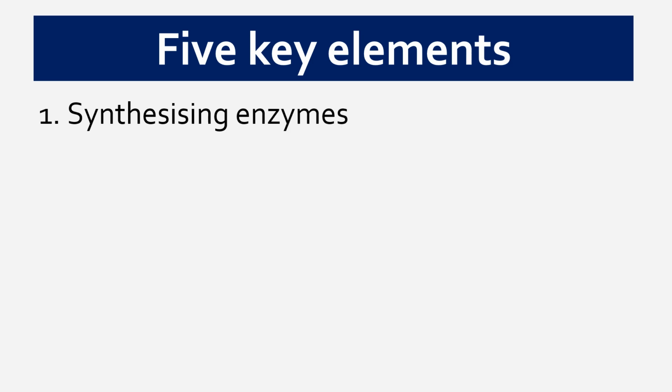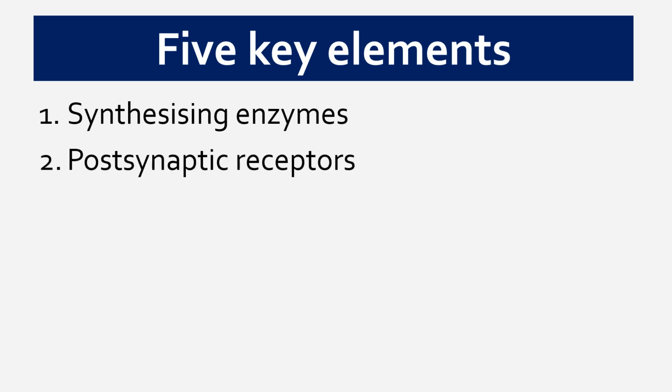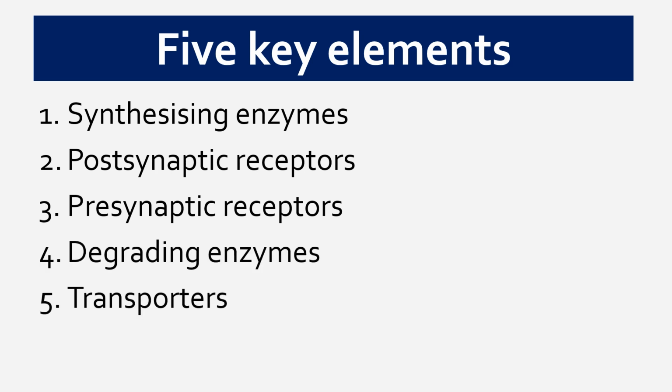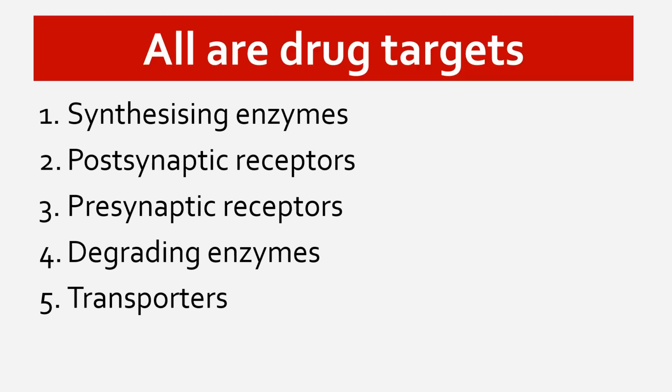We've got the synthesizing enzymes, the postsynaptic receptors, the presynaptic receptors, the degrading enzymes, and the transporters, all for the same neurotransmitter. All 5 of these can be drug targets. This is a really important principle because many popular science presentations of neurotransmitters will talk about the neurotransmitter itself. You'll often hear about dopamine, for example, being either a pleasure chemical or a love chemical. You'll hear about serotonin being the mood hormone or the happiness neurotransmitter.